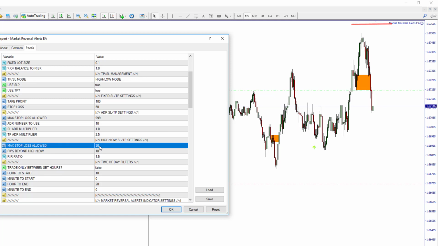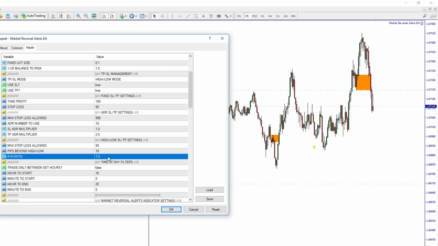The maximum stop loss allowed obviously kicks in as well. So again, this is if you get very big strong pushes and then big pullbacks which give you a reversal alert, and you don't want to take them if the stop loss is going to be too large, you can set this to maybe something like a quarter of ADR for that particular pair, or half of an ADR maybe, and it will make sure that it doesn't get you into trades when you have a really big strong push to the upside and pullback. With this particular setting, we have a risk reward ratio. So whatever your stop loss is, you can set the risk reward that you want to take on that trade.